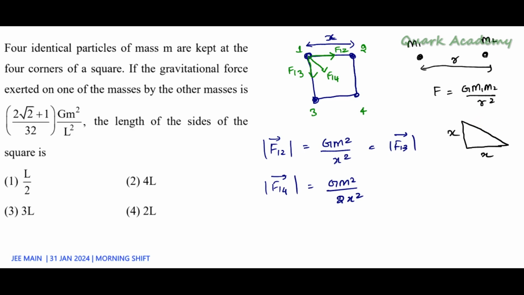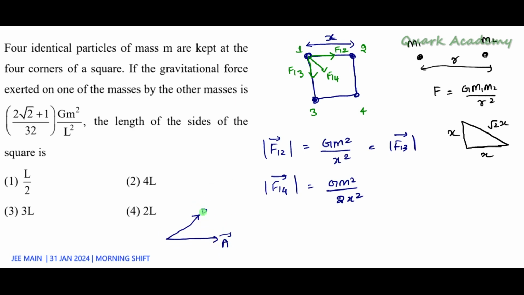So the hypotenuse is going to be root 2x. I'm using Pythagoras theorem, so if you use it, you will get this one. Now let's add this F12 and F13. So two forces are there, and we are adding them. There is a formula to add two forces, or two vectors in general.